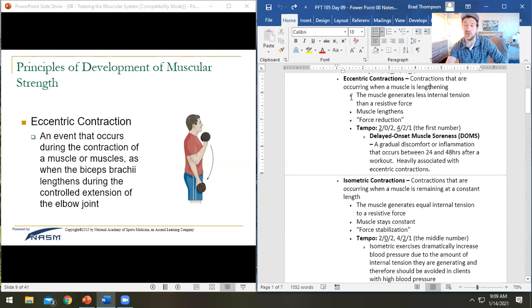So your muscle is generating less tension than a resistive force. If I'm holding 20 pounds in my arm and I generate 19 pounds, which is less, well, the weight's going to win, and my arm's going to lower. So it is a muscle lengthening action. This is a force reduction rather than production. Imagine if I were catching something and I had to slowly lower it, that would be eccentric. I'll give you a really good example of what I used to think.